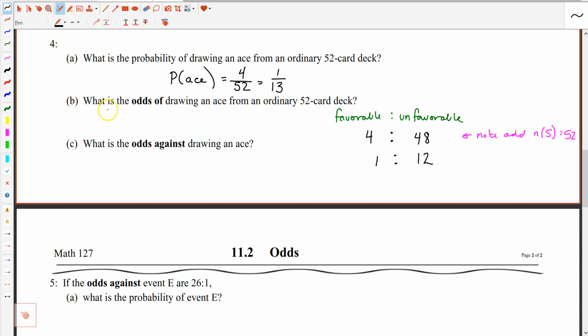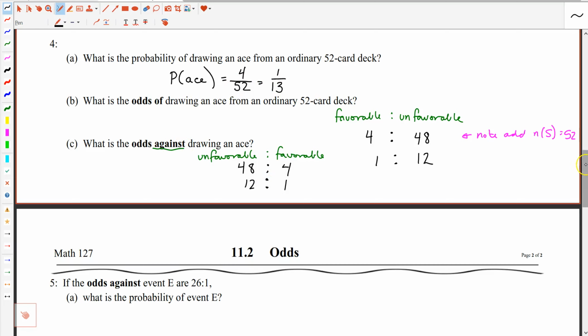Now if I want to find the odds against drawing an ace, because it's odds against, you're going to list the unfavorable outcomes first, and then your favorable outcomes second. So that'll be what we found, but in reverse. The number of ways we don't have an ace in a deck of cards, there's 48 ways we don't have an ace, and there are 4 ways that we do, which would then simplify to 12 to 1. Okay, so in this example, we have a probability, and then we took it to either odds of or odds against.